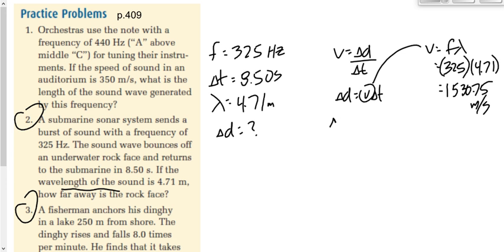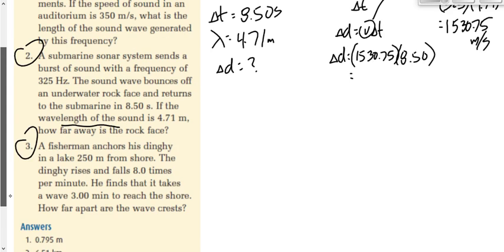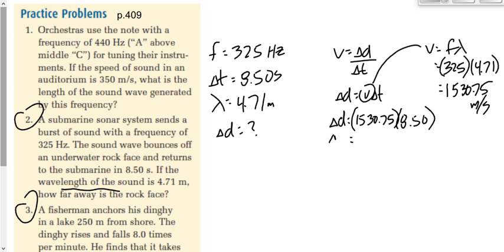All right, so let's say d is equal to 1530.75 times the time now of 8.50 seconds. And when I do that, I should get about 13,000 meters or 13 kilometers. Something like that. But that's not the answer. The answer is 6.51 kilometers. What did I do wrong?